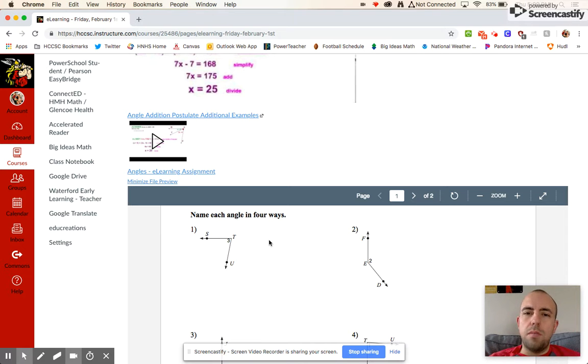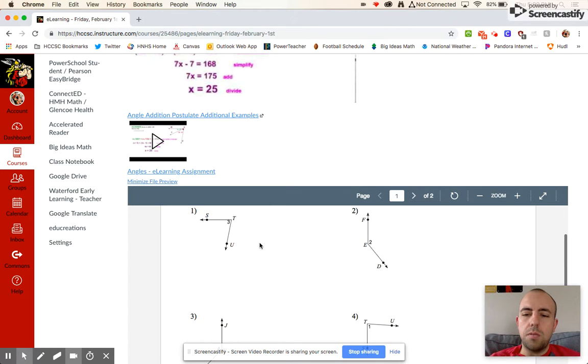The second method would be to use 3 points with the vertex included. So it would be, for us, angle STU or angle UTS. And then the third and final way is to name an angle using the number on the inside. So for us, this would be angle 3. So those are the ways you can name the angles, and that's what you're trying to do here on this first page.